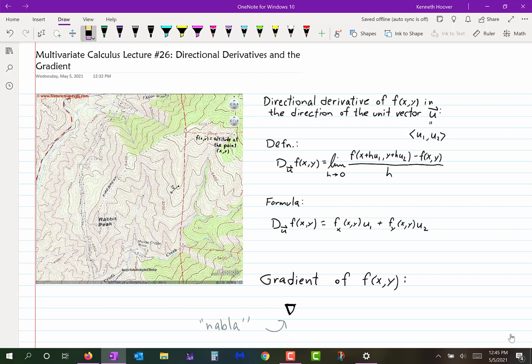Okay, but in any event, that means gradient, and the gradient of f is a vector, first of all, and it is the vector whose components are the partial derivatives of f. The x component is the partial derivative of f with respect to x, and the y component is the partial derivative of f with respect to y. That's called the gradient of f. That's a vector.